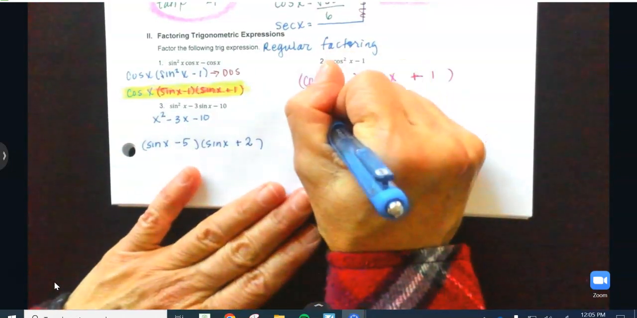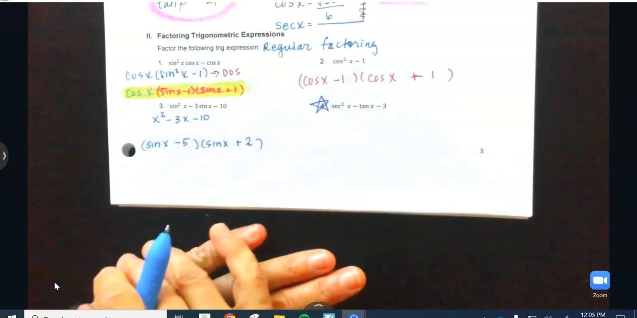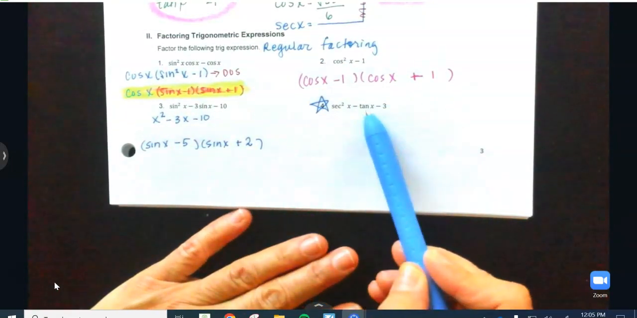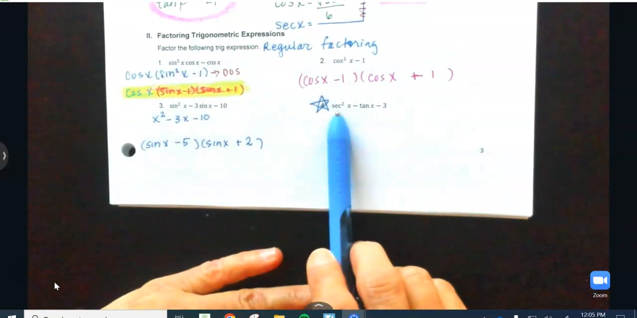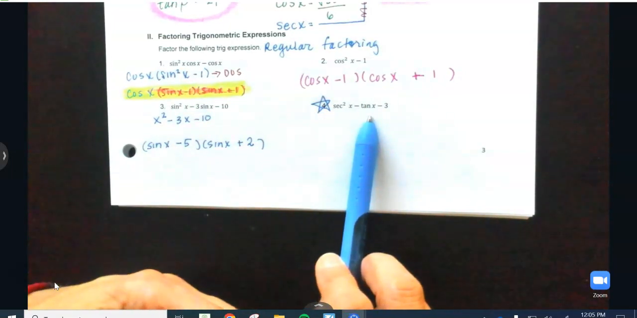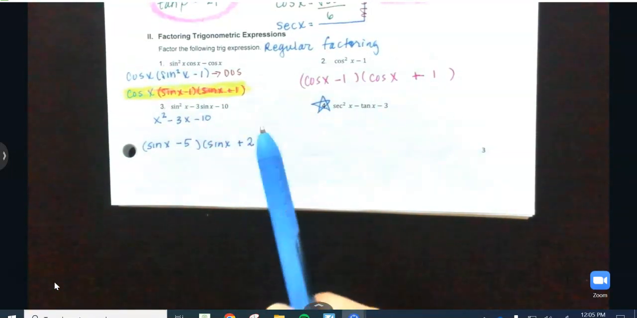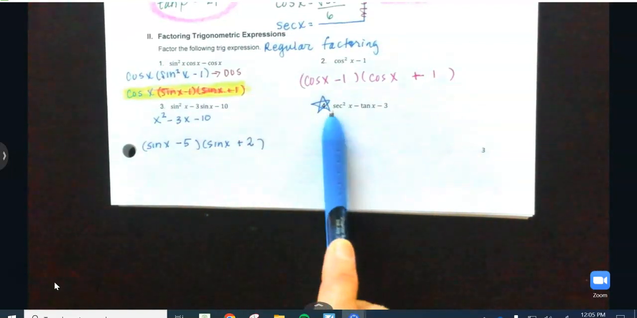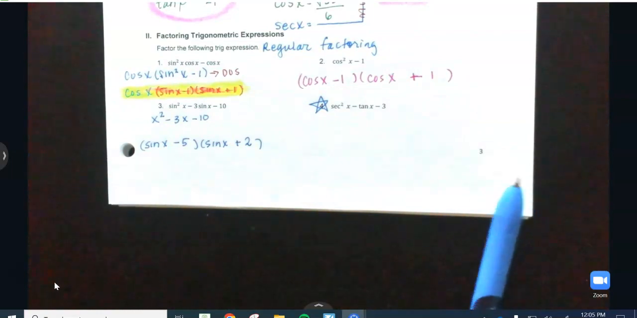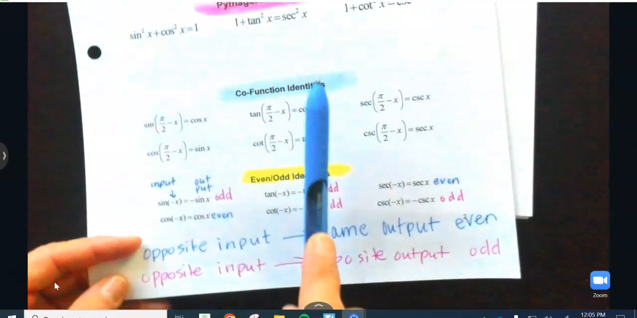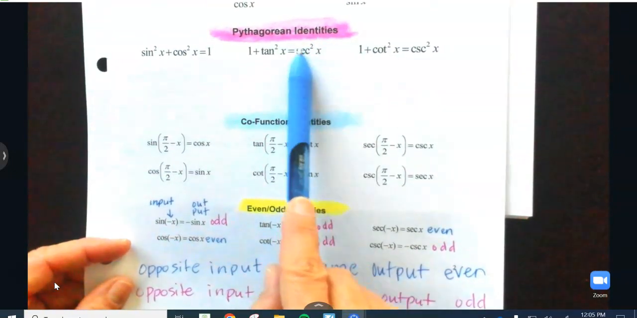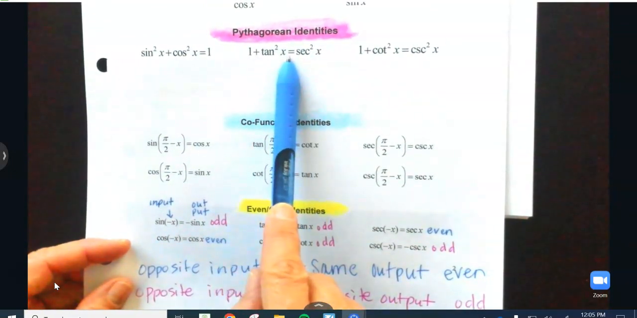All right, number 4. I'm stuck with number 4. You cannot factor anything unless it has the same trig functions. You can never ever do a secant with a tangent. So it appears that I'm stuck. However, you need to check your identities and see if you can write one of these in terms of the other, and you can. Look right here. See this secant squared? I can rewrite secant squared just like that.